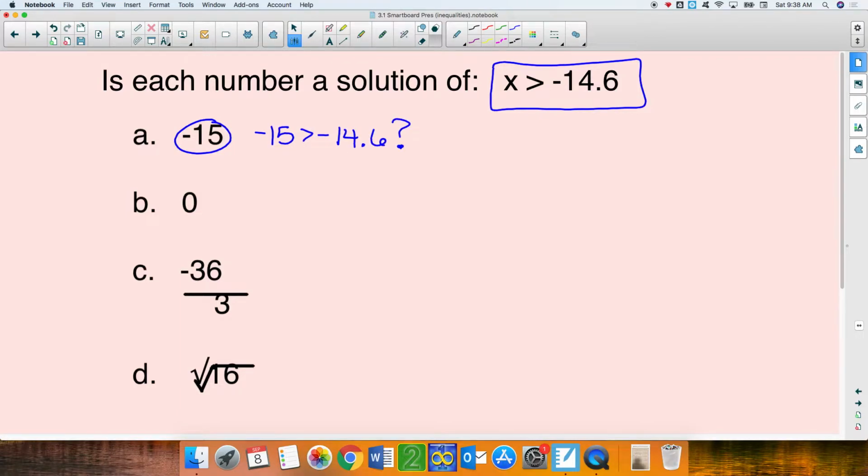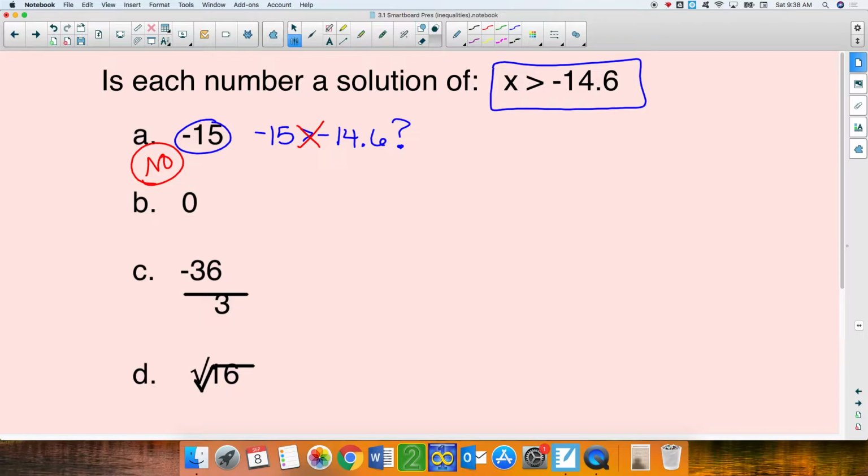So is negative 15 greater than negative 14.6? That's the question. And remember with negatives, the bigger the number, the further it is down on the number line, which means it's further away from 0. So the further you are from 0, the smaller the number is. No, so negative 15 would not be a solution.